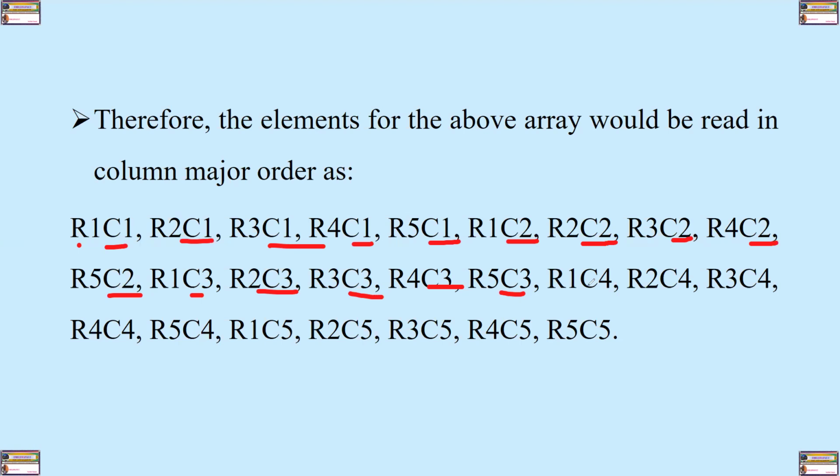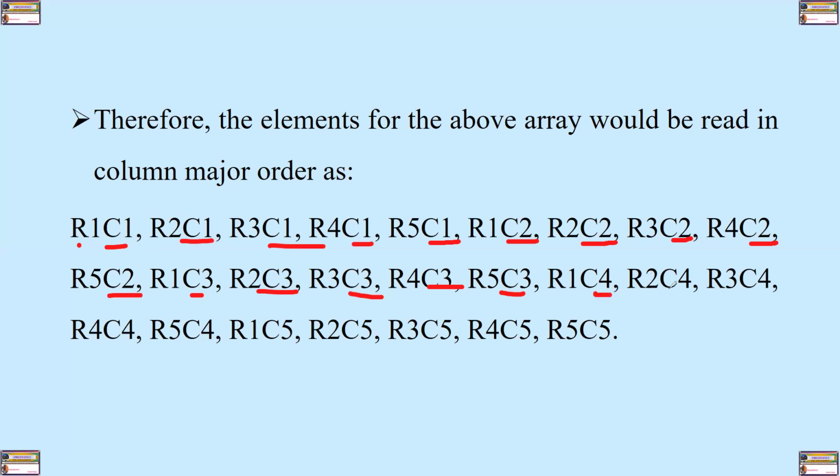We finish column 3. Remember, what helps you to know that we are changing the column is the order. This array is 5 by 5: 5 rows, 5 columns. So whenever you read 5 subsequent elements, you know you have changed the row and you have also changed the column. But because we are reading column major, once you read 5 elements, you know that the column has changed.